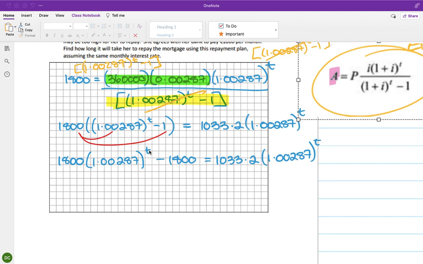Right, so we gather the powers together. So I'm going to minus the 1033.2 times 1.00287 to the power of t, and I'm going to minus 1033.2 times 1.00287 to the power of t. And then I'm going to plus the 1800 to cancel it from here, and I'm going to plus the 1800 over the far side.